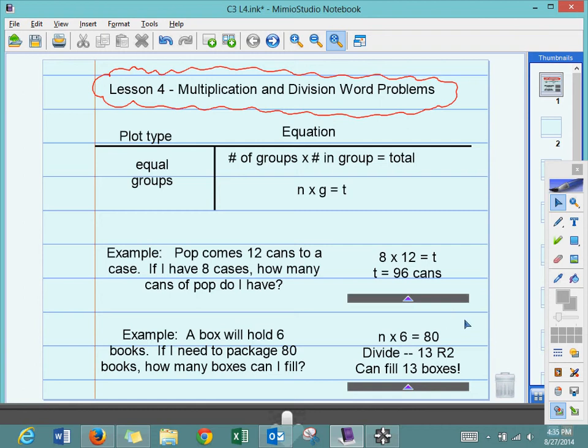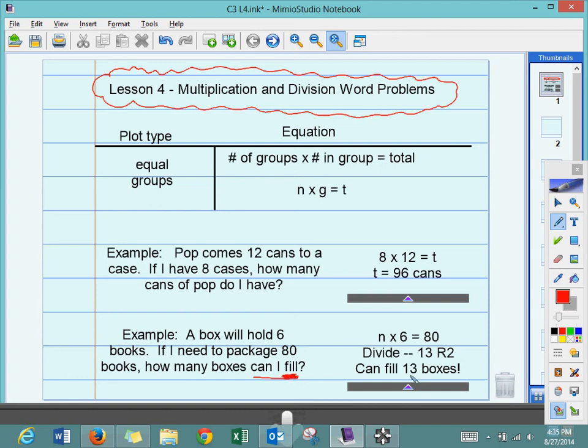Okay, here is the equation that you should have. N times 6 equals 80, and remember, n can be any letter. It's a variable. You can use whichever letter you like. And to solve, you would divide. So you're going to divide 80 by 6, and you end up with 13 decimal point something or 13 remainder 2. And when you answer the question, you answer how many boxes can you fill?